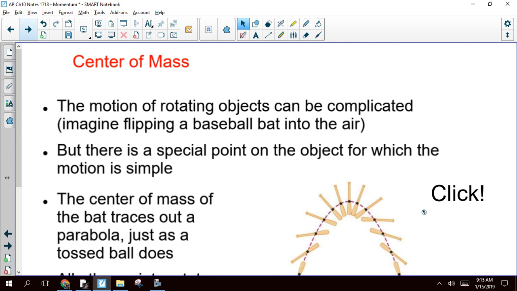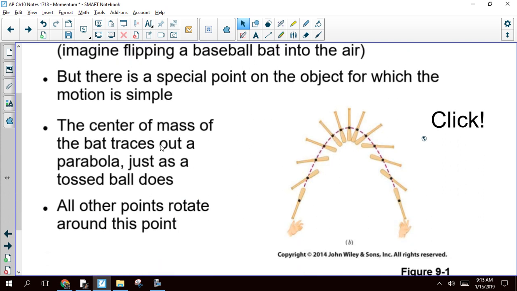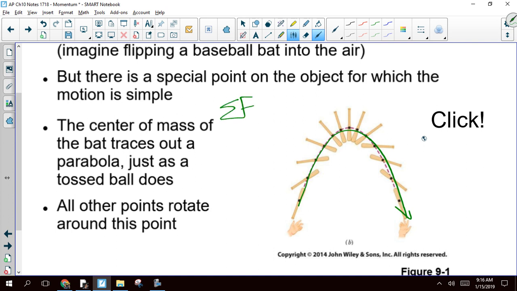A simple example of this: if you throw a bowling pin or a baseball bat, as it's flying through the air, it flips around and around, and I'll attach a video here at the end. But the path that the center of mass follows is still a nice, simple path, because the net force on the system is just the force of gravity. So while the particles follow a very complex path, the center of mass follows a very predictable one, okay?